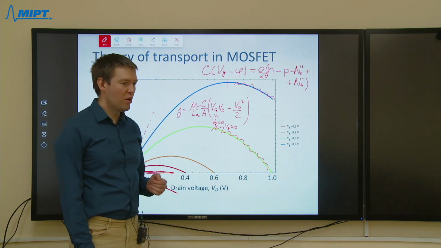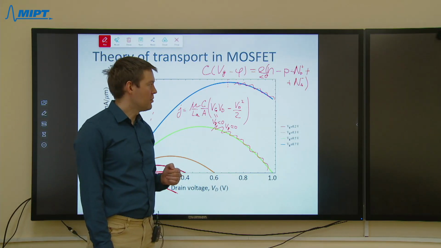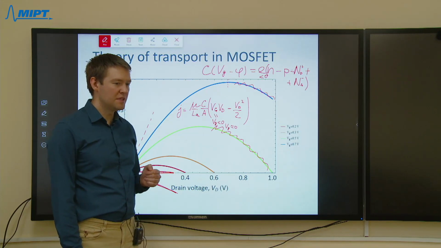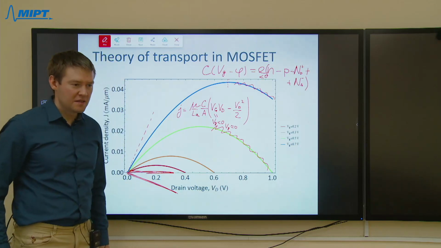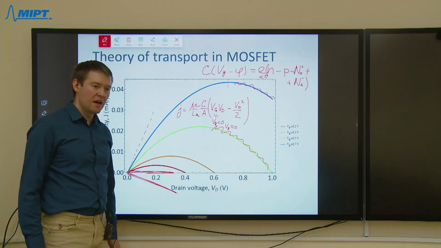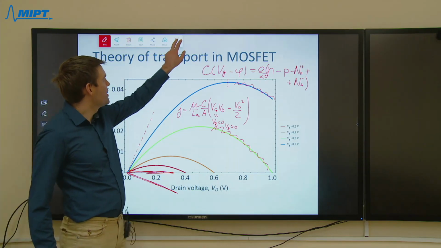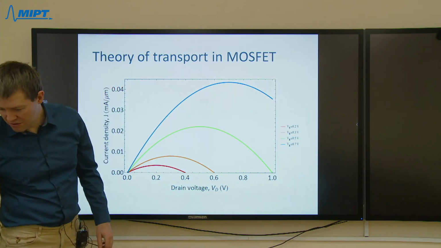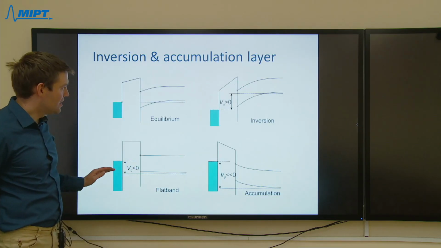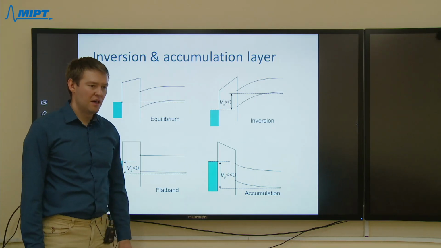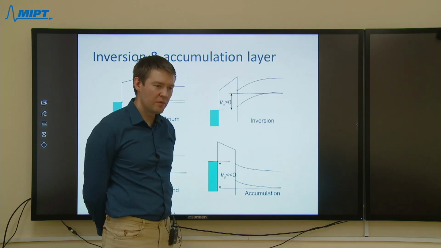What happens in the off state requires more careful consideration, and we should look in more detail at the electrostatics of our device, especially how the inversion layer and conducting channel is formed. So this part of our lecture will be devoted more to the consideration of phenomena that occur in the semiconductor substrate when we apply gate voltage.